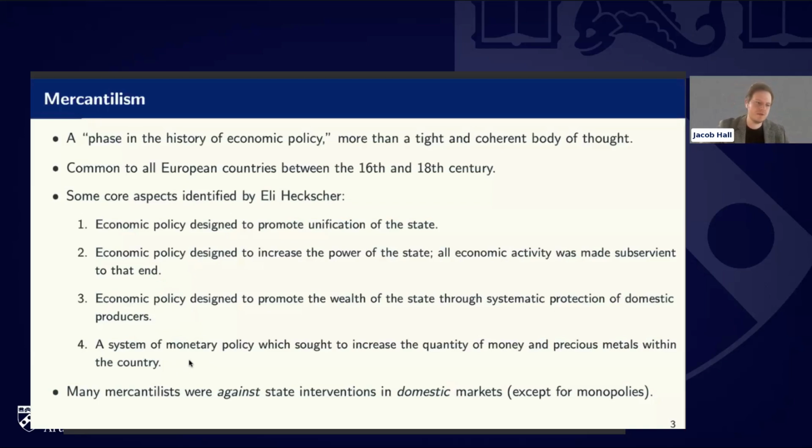So the big idea here is that the goal of the mercantilist system is to promote the unification of the state, increase its power via domestic protection of its producers and the hoarding of specie and particular precious metals. Interestingly, many mercantilists, from what I understand, were against state interventions in domestic markets, really except monopolies. These aren't hyper interventionists, but they are concerned about the country on what we might call the global scale.